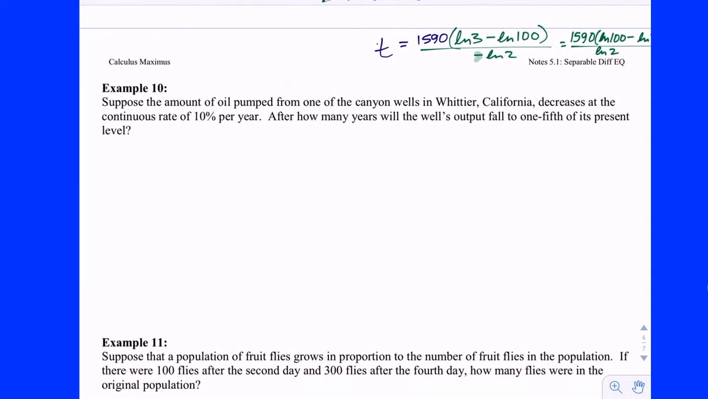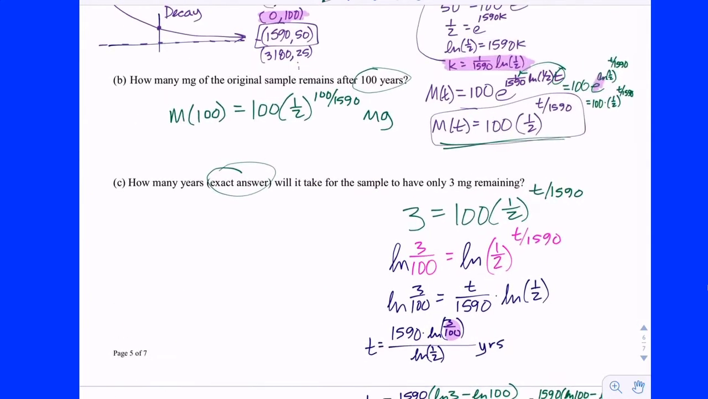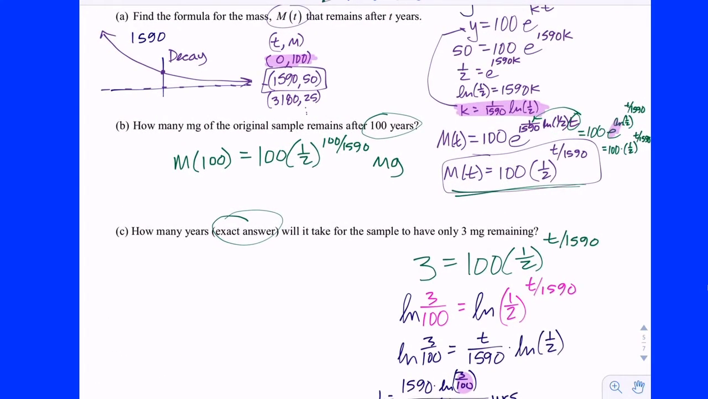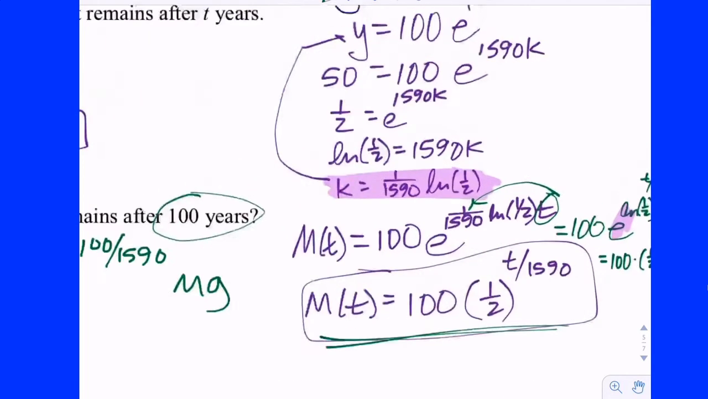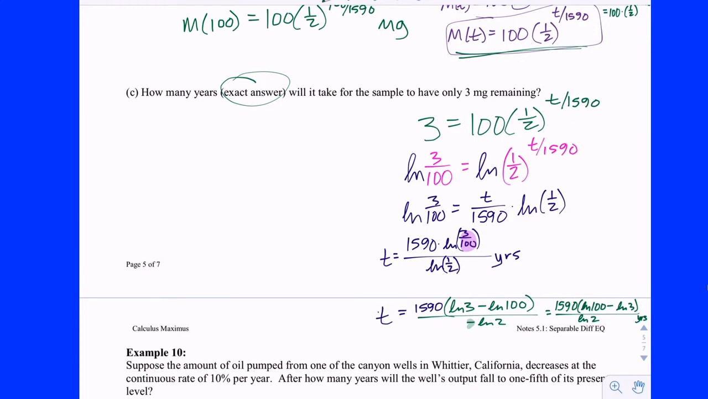Oh, yeah. Example 10. Are there any questions on that? That's more like a pre-cal type problem, right? Because we really didn't do much calculus other than having the option of creating the equation using the differential equation solution, okay?